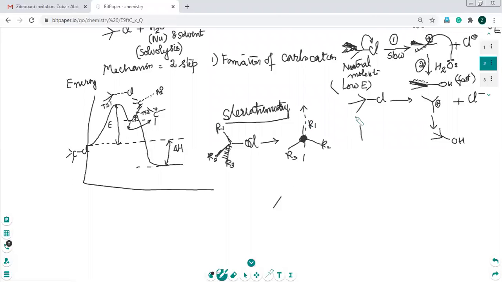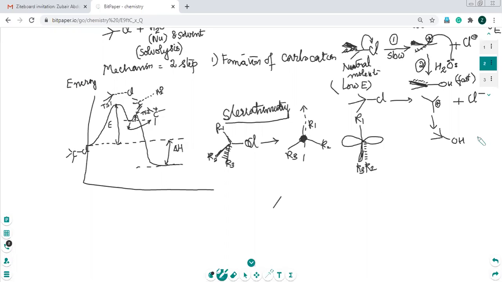I'll have the R1 here. This R3 will come closer to me. R3 will be projecting towards me. And R2 will be exactly behind. And then we have the empty p orbital here.